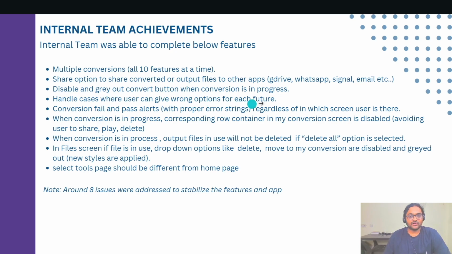And if the user selects wrong options, how the app handles it, and the proper alerts with proper strings, and the conversion continuing regardless of whichever screen I am on. And these are some basic things to protect the input and output files. Let's say you have selected a file; the corresponding file should be grayed out in the files and my conversion screen, and the user should not unnecessarily delete that file.